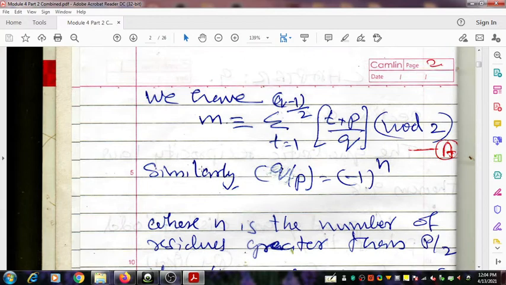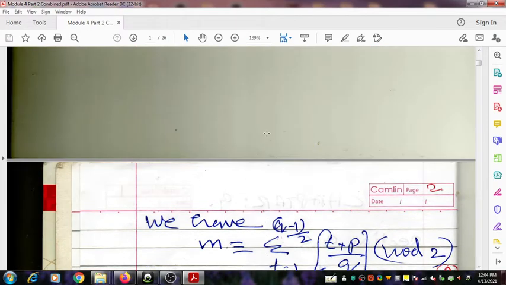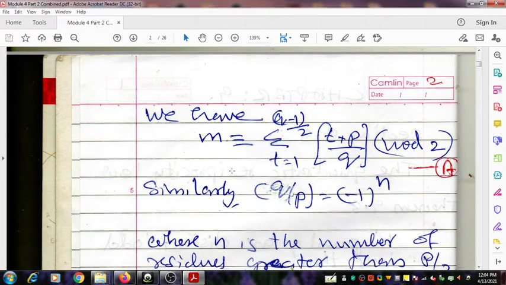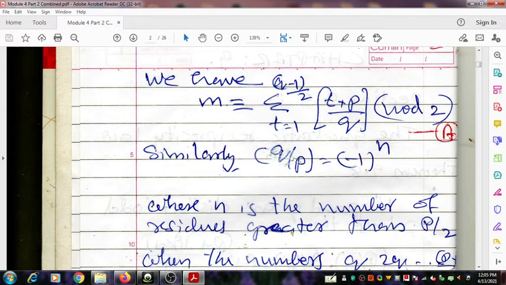Similarly you can consider the reverse Legendre symbol (q|p). There also you can apply exactly the same steps that we have followed in the previous case, because here also p is an odd prime number and q is an odd prime number. So all the conditions are satisfied. Therefore the Legendre symbol (q|p) is equal to minus 1 raised to n.